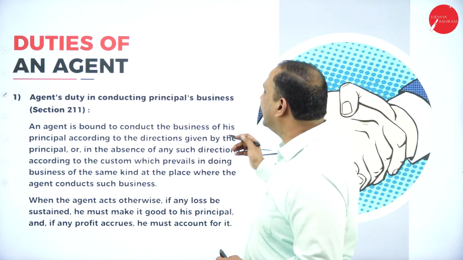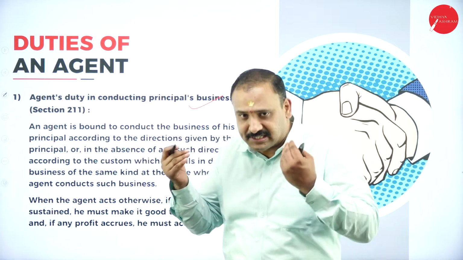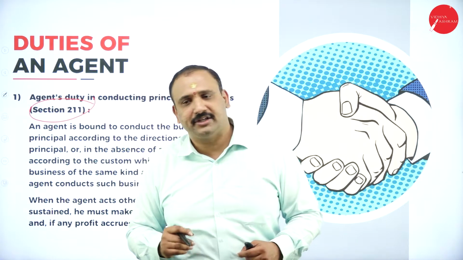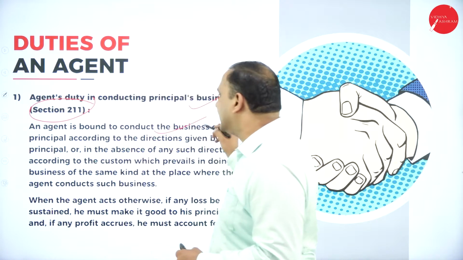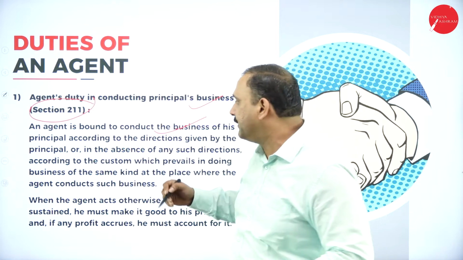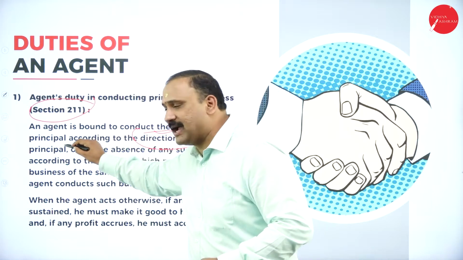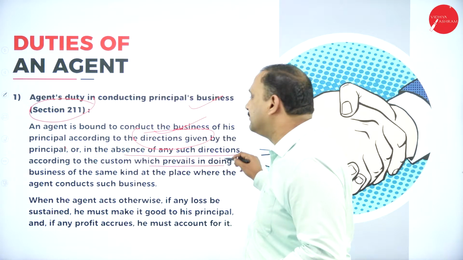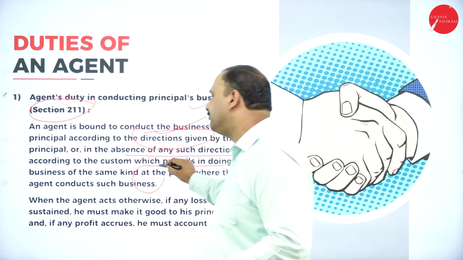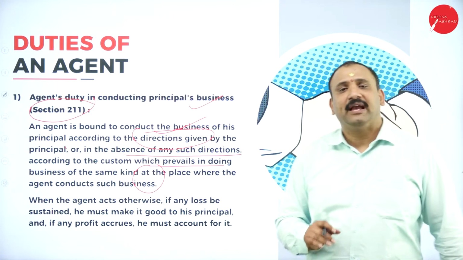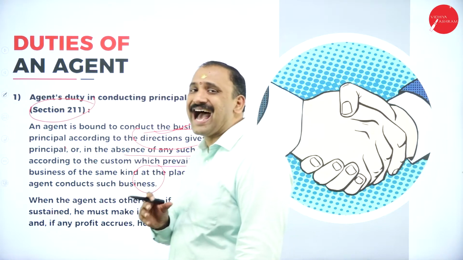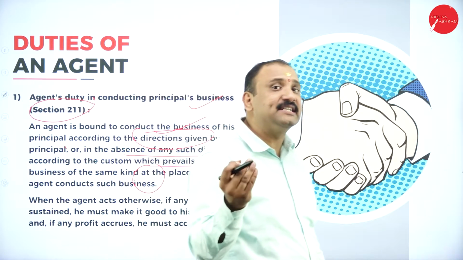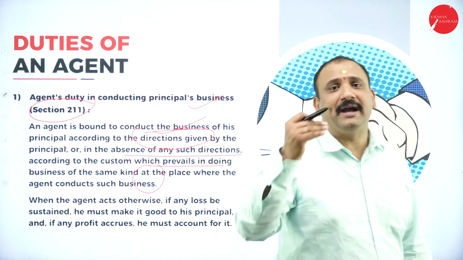The agent's duty in conducting the principal's business, that is my business, as per Section 211. Let's try to understand what the duties are here. An agent is bound to conduct the business of his principal according to the directions given by the principal, or in the absence of any such directions, according to the custom that prevails in doing that same kind of business. Now the agent is not a person who can act on his own. Agent cannot make any decisions. The agent's decisions are bound by the principal.